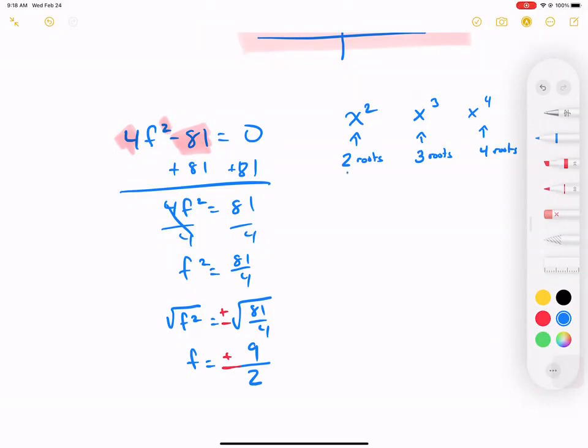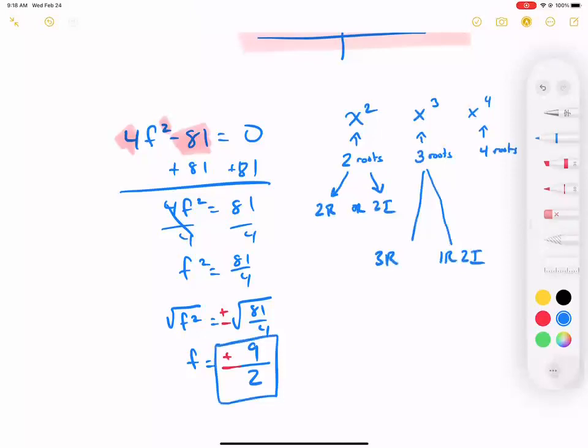So what happens is, for my first set here, we could have 2 real, I'm going to use R for real, or 2 imaginary. Just like our problem here, we have 2 real solutions, or x squared could be 2 imaginary. x cubed could be 3 real solutions, or 1 real and 2 imaginary. Three real, they could all be real solutions.